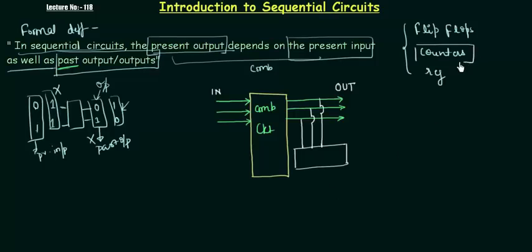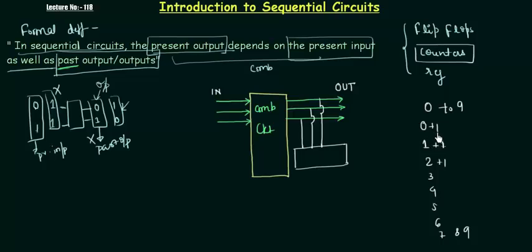Counter is a sequential circuit, and you already know how a counter works. Let's say it is a decimal counter, it counts from 0 to 9. Every time it adds 1 to 0, then we get 1. Then again it adds 1 to 1, we get 2. Then 2 plus 1 is 3, then 4, 5, 6, 7, 8, 9.